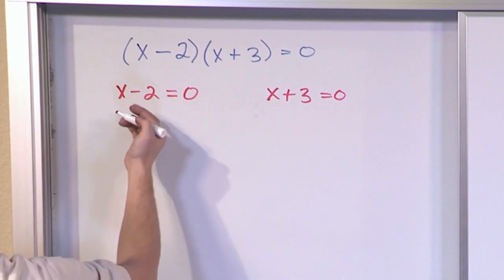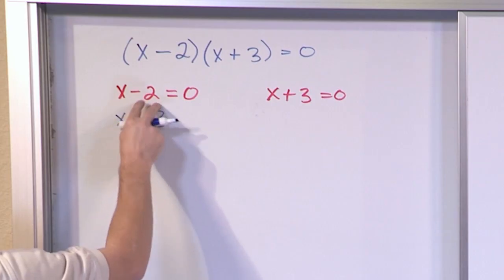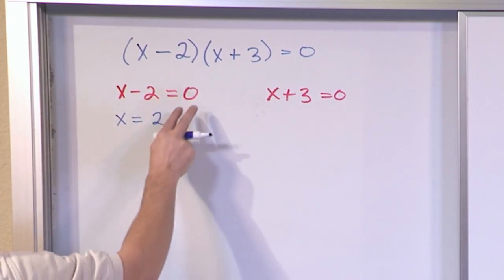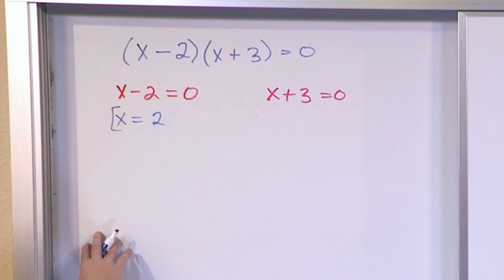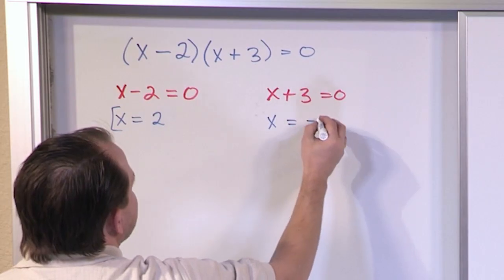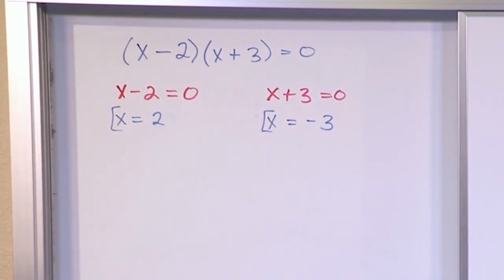I can solve this by adding 2 to both sides. X is equal to 3 because I add 2 here. I should say x is equal to 2. I add 2 here, that makes it go away, and I add 2 to the other side, and I get this. Over here, I subtract 3. Subtract 3 from the left, it disappears, and from the right, it's equal to that. So this is the solution.